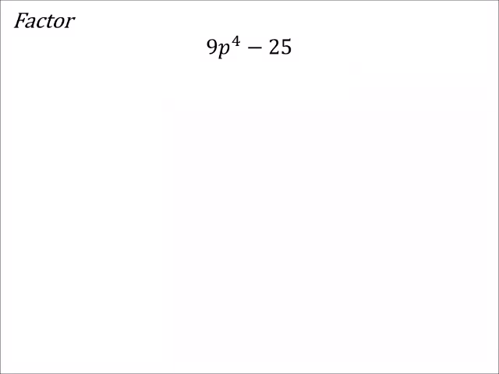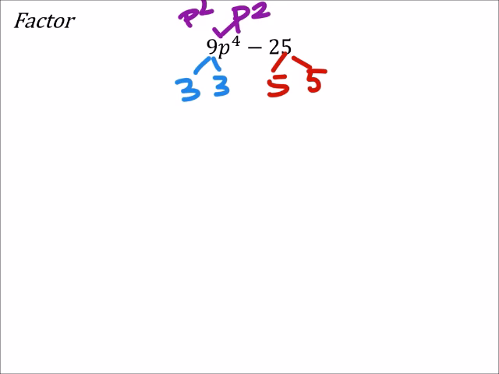All right, on this one, here we have two numbers that are being subtracted, so I would be looking at the difference of two perfect squares. So I just need to look, is 9 a perfect square? Yeah, sure it is. We can split that up into 3 and 3. What about 25? Well, that would split up into 5 and 5. P can be split up into P squared times P squared.